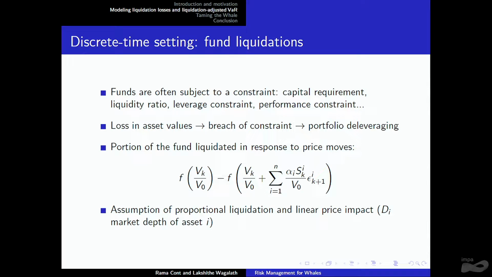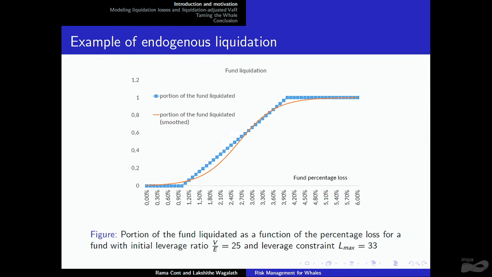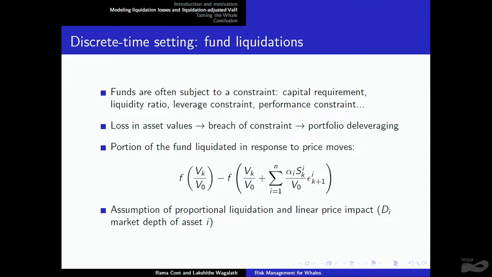We model that in a very generic manner by introducing a deleveraging schedule F, which is going to capture, to quantify how much a fund liquidates as a function of its loss. So in the example that I gave you, F is just this blue line. But for the purpose of the model, here we take a generic F. So if you're a fund, you know your constraints, so you will know your F. That's the thing which is important here.